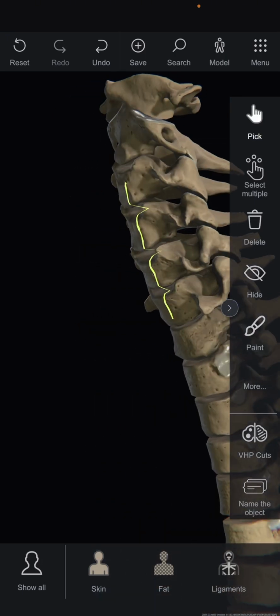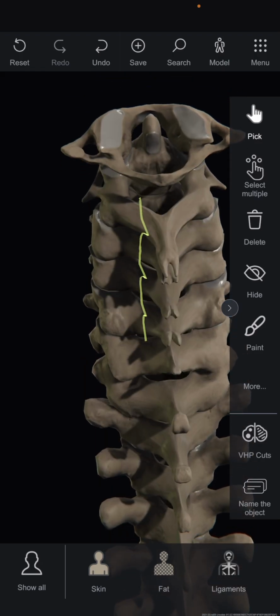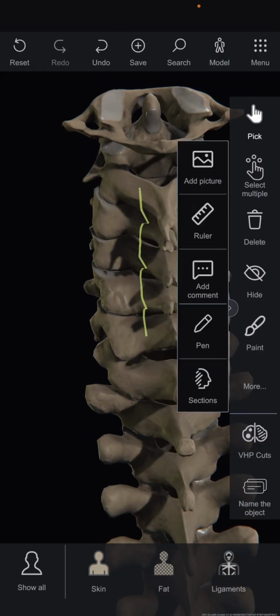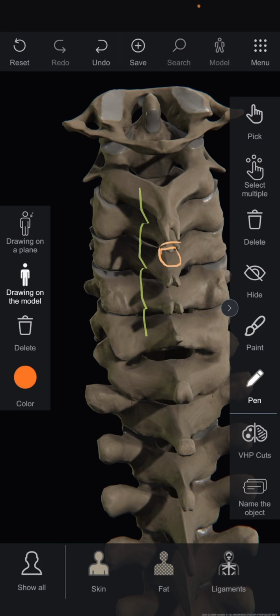Now I will show you: if you look from the posterior side, you can find the bifurcation here. This is the bifurcation process, or bifid process, which is located in these vertebrae. These bifurcation processes are different from the other cervical vertebrae. These are the C3 to C6 vertebra structures.